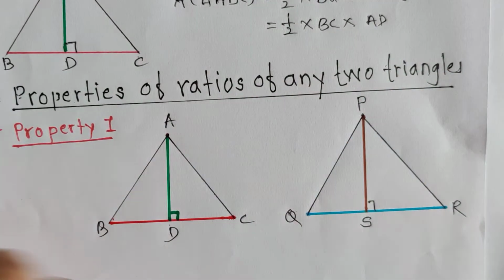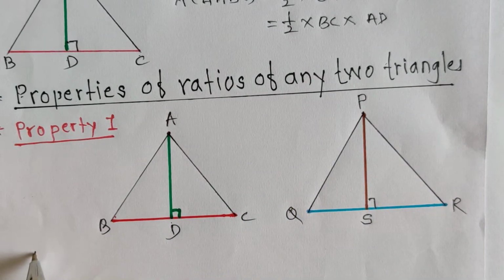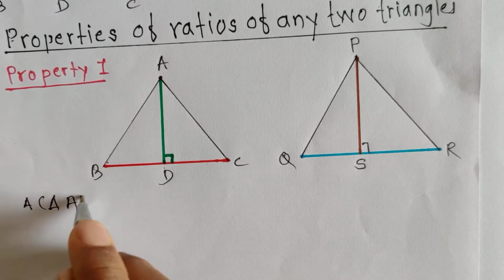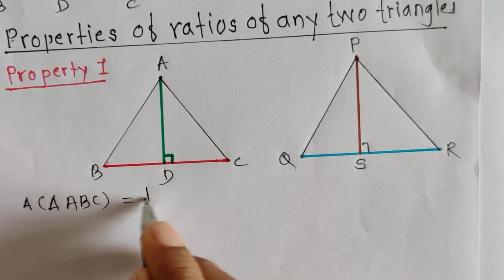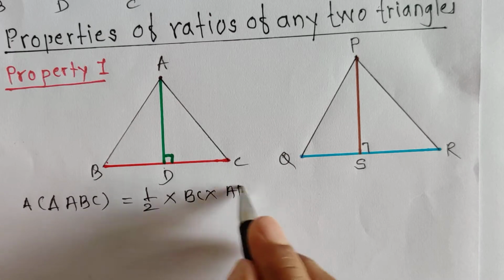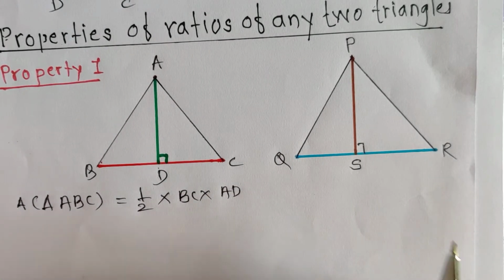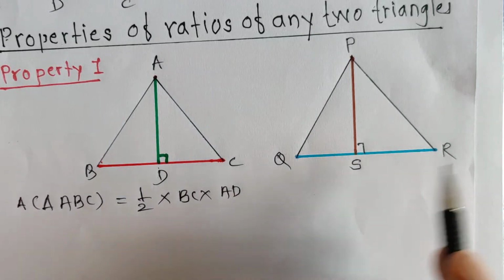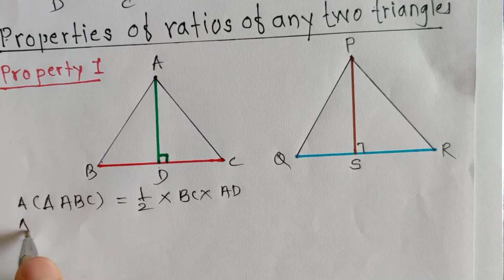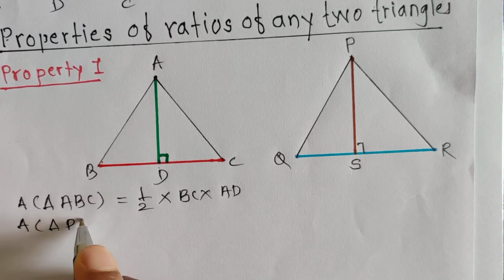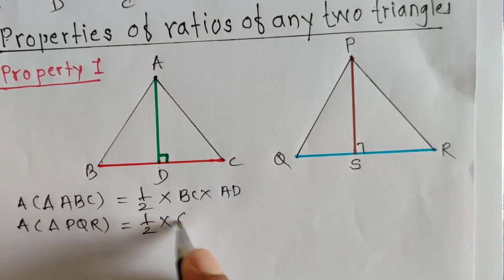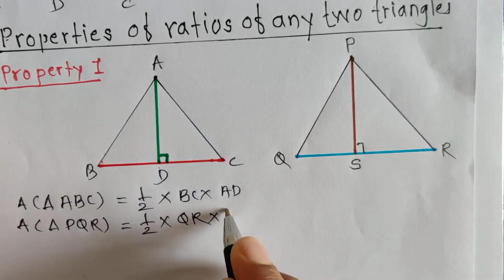So how will we get the area of this triangle? Area of triangle ABC equals half base, meaning BC, multiplied by height, meaning AD. Similarly, in this triangle PQR, QR is the base and PS is the height. So we get area of triangle PQR is equal to half into base QR and height PS.